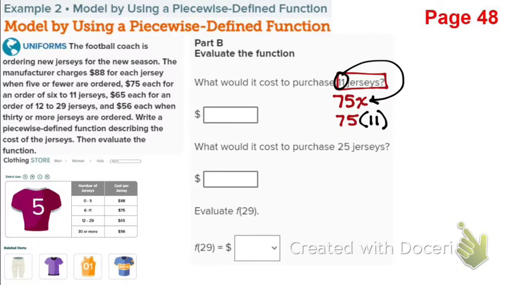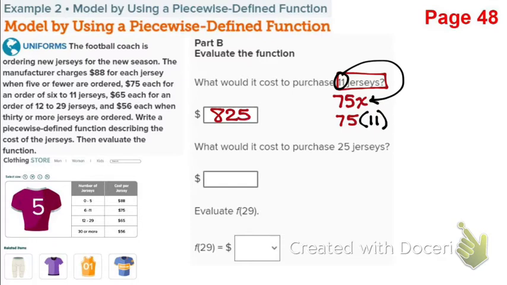Anybody else need a calculator? If you're not grabbing one from me, I expect you're doing it on your phone then. I want everybody to pop this one in their calculator. Okay. How much is it going to cost to order exactly 11 jerseys before tax and all that jazz? $825.